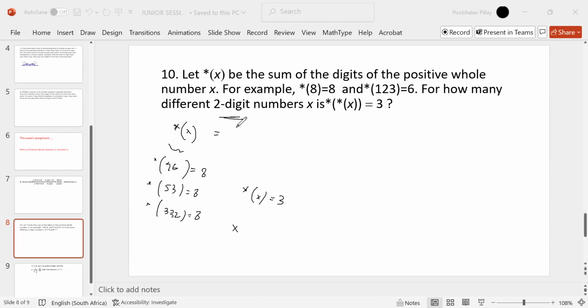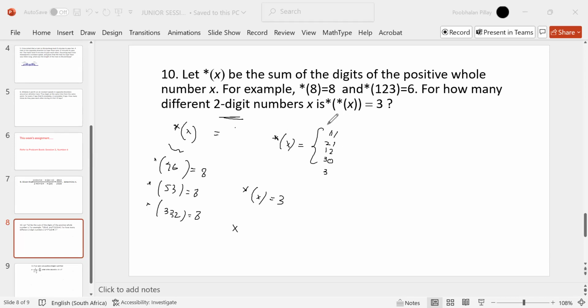So what are the possibilities? Star of x could be quite a few possibilities. It could be 111, or it could be 21, or it could be 12, or it could be 30, or it could be even 3. Right? So the star of this quantity is 3, and these are the possible values for this quantity.